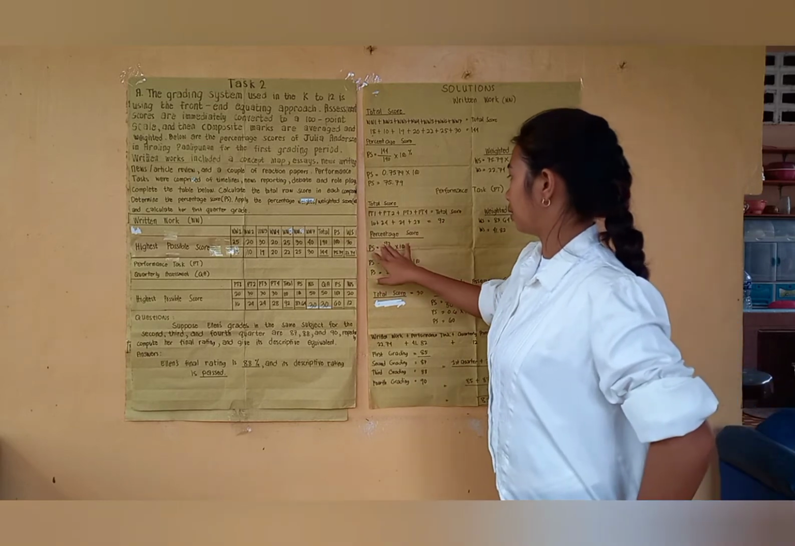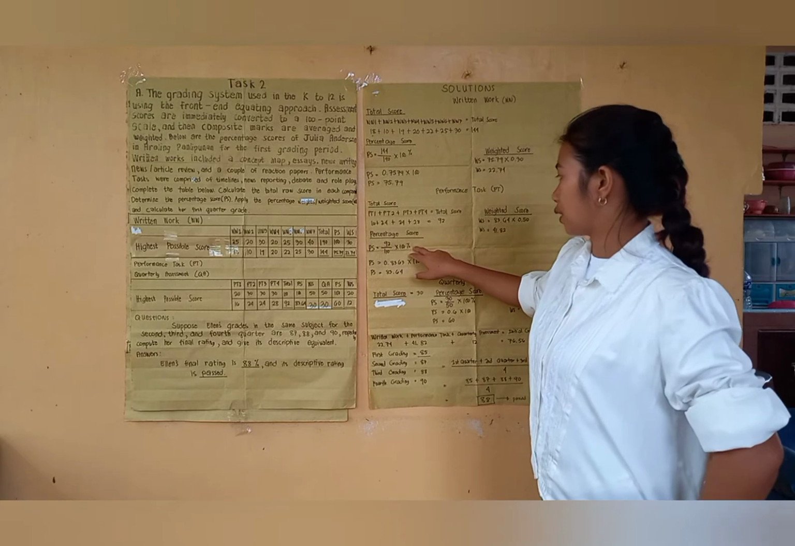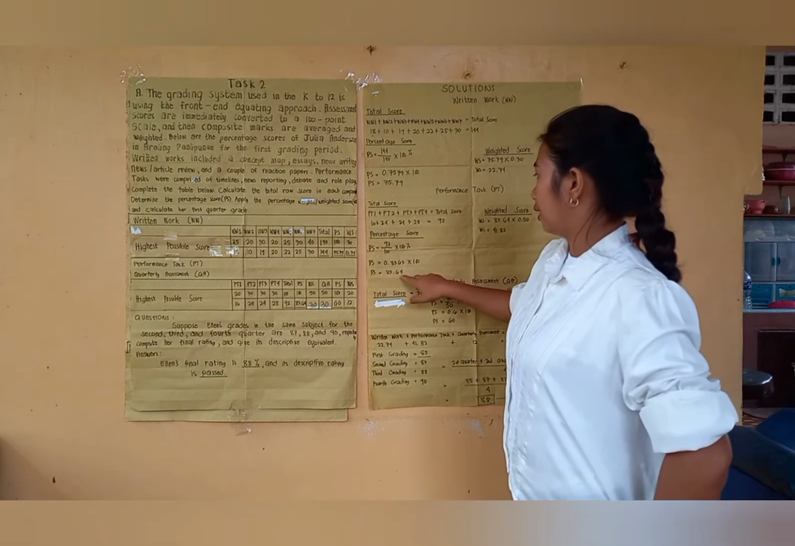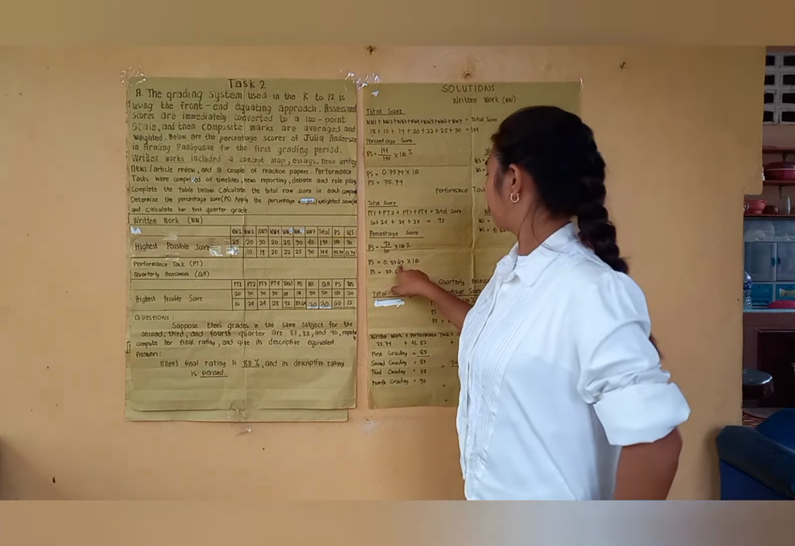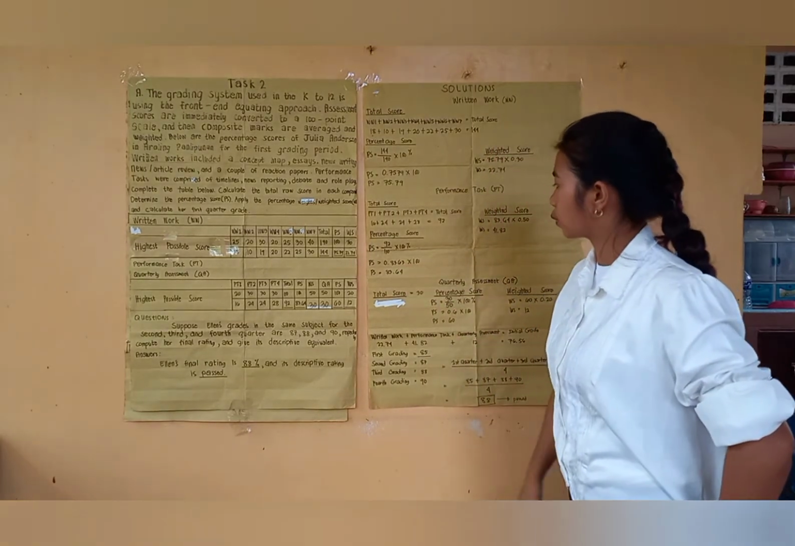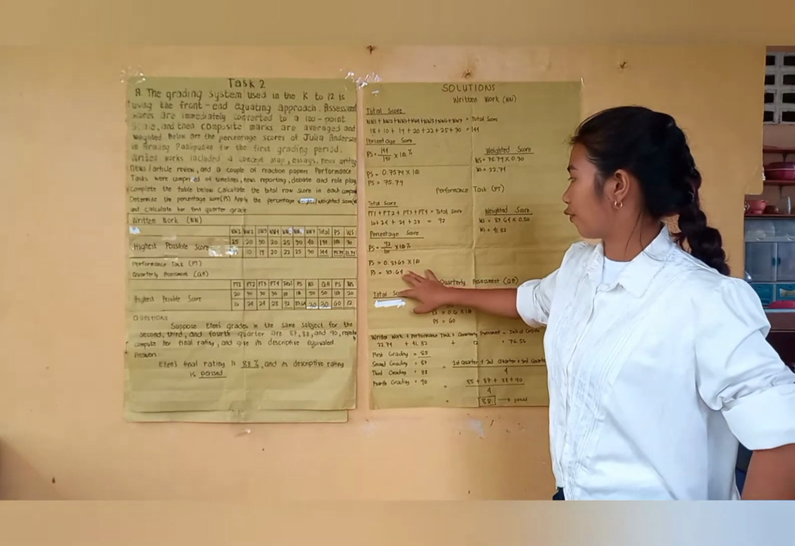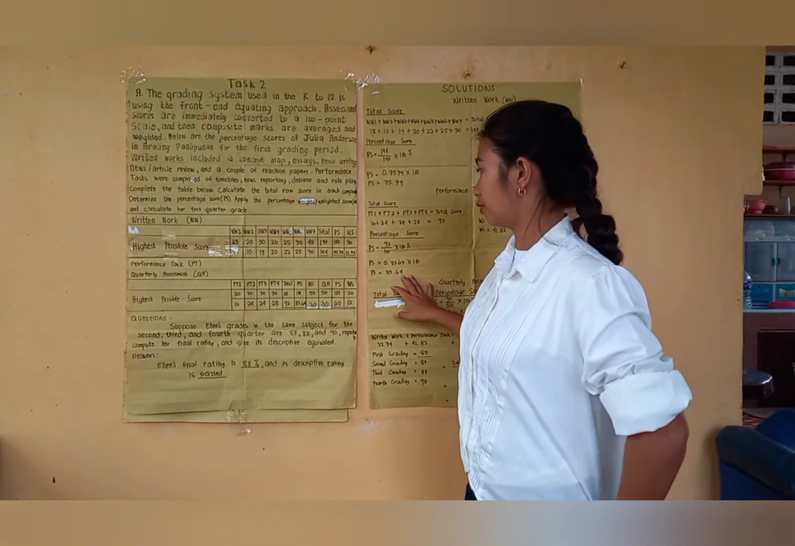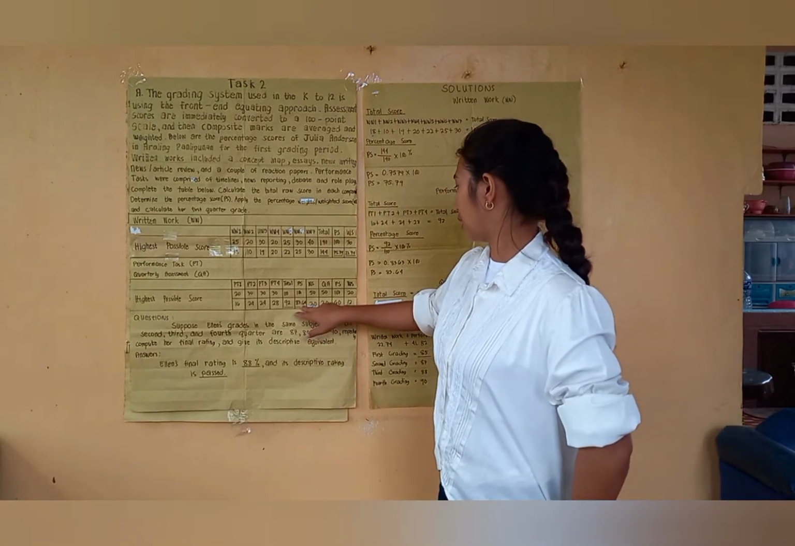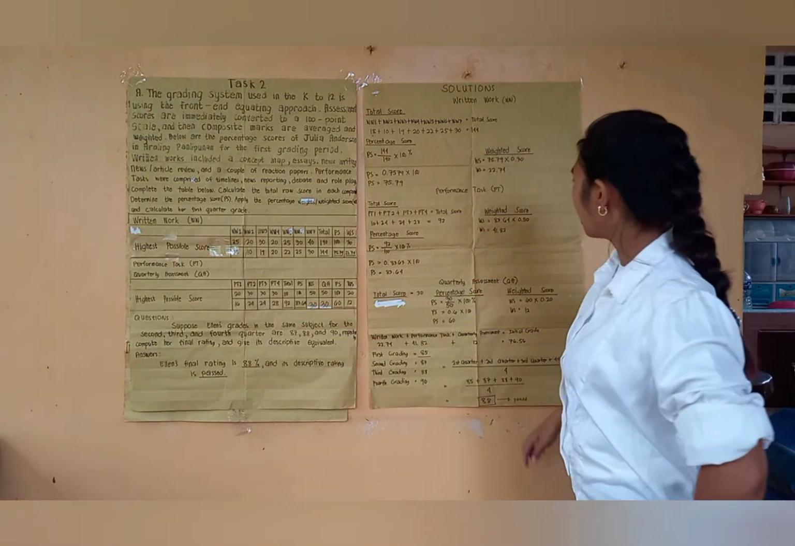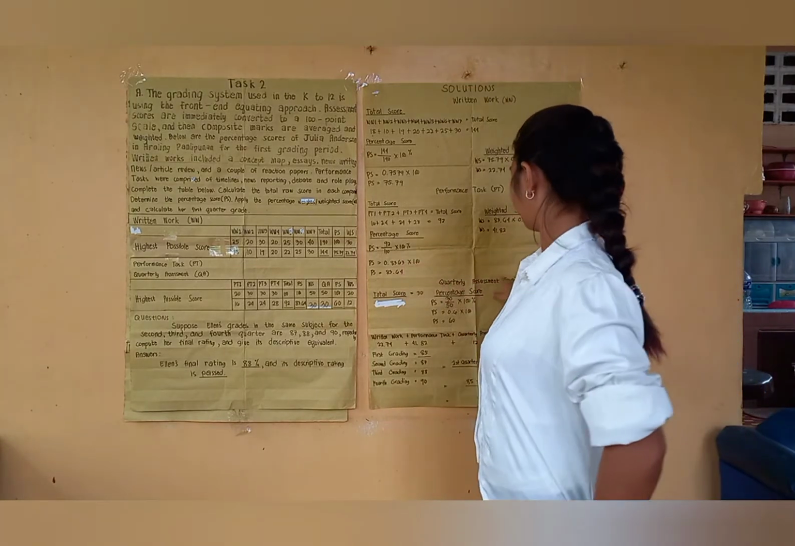So, 92 divided by 110 times 100%. The result of 92 divided by 110 is 0.8363 times 100. So the result is 83.64. So the percentage score of performance task is 83.64. And the weighted score is 41.82.